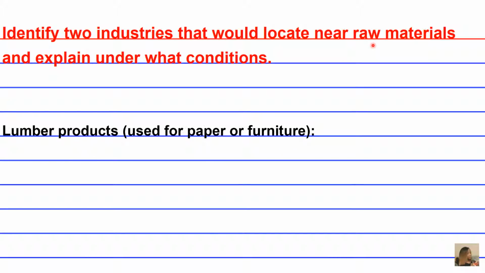All right, the answer here is lumber products, especially used for paper and furniture. Paper and furniture is ubiquitous all around the United States, all around the world, and we take it for granted where the source is coming from: lumber yards, or forests that are planted specifically for the purpose of harvesting the wood for use as paper or furniture.